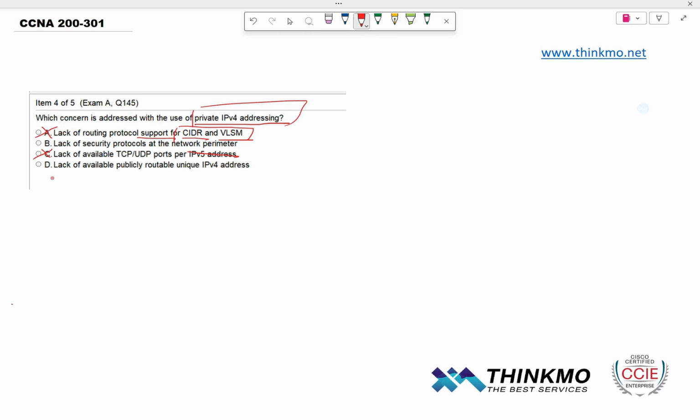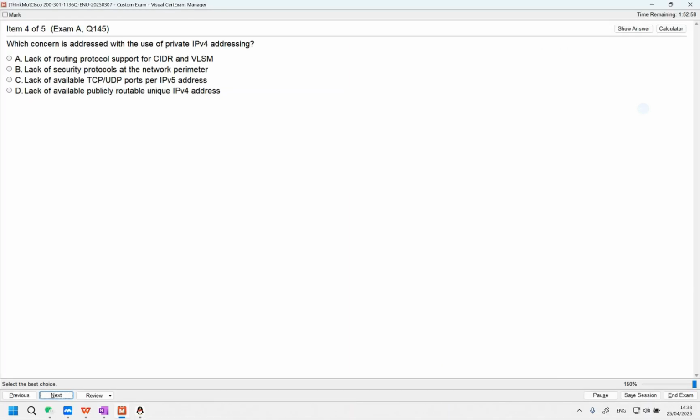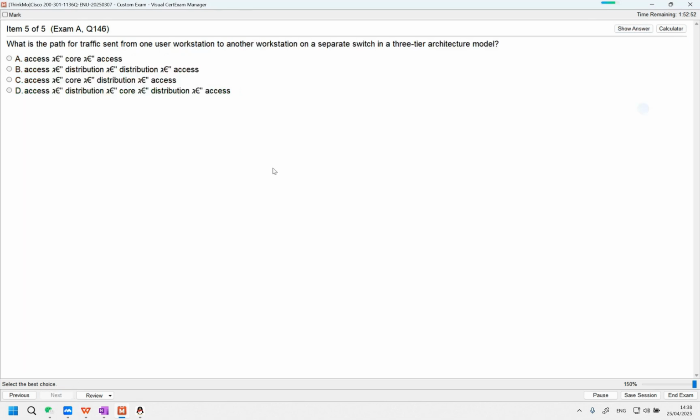This is also incorrect. And then option B says that the network boundary lacks security protocols, which has nothing to do with IPv4 private addresses. So this answer is wrong. It is important to note that the correct answer is D, which states the insufficient availability of public IPv4 addresses. So the correct answer is D. So this question is actually the same as the previous one. You choose D. Okay, question 5.